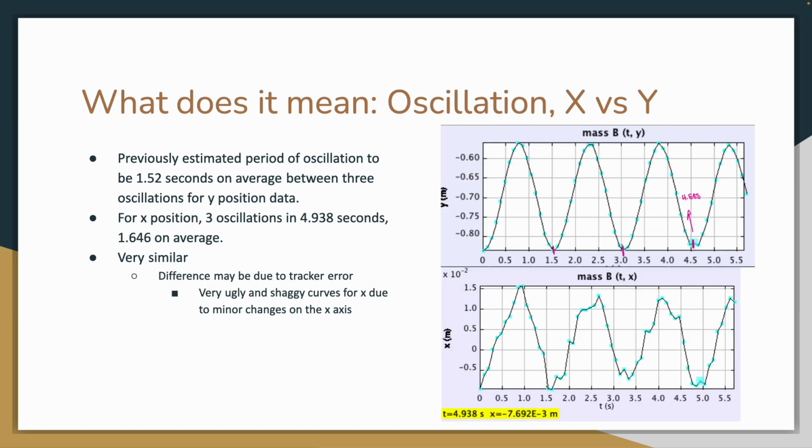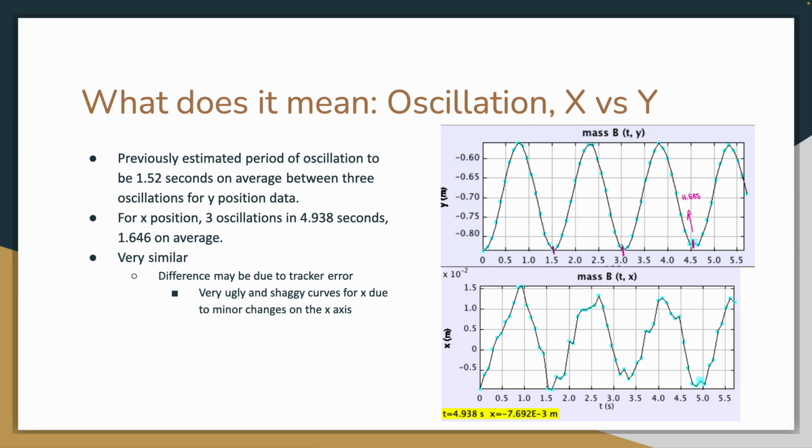What does it mean? Oscillation in the x direction versus the y direction. As previously estimated, the period of oscillation for the y direction was 1.52 seconds on average between 3 oscillations for the y positional data. For the x position, 3 oscillations occurred in 4.938 seconds, 1.646 on average. So the period for the x position was slightly higher than for the y position, but in the end, they're very similar. The differences may be due to Tracker error.